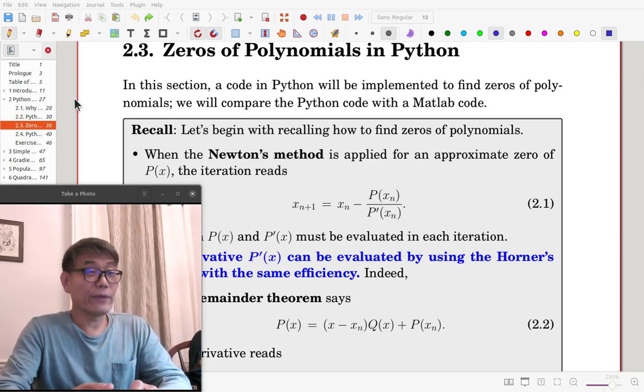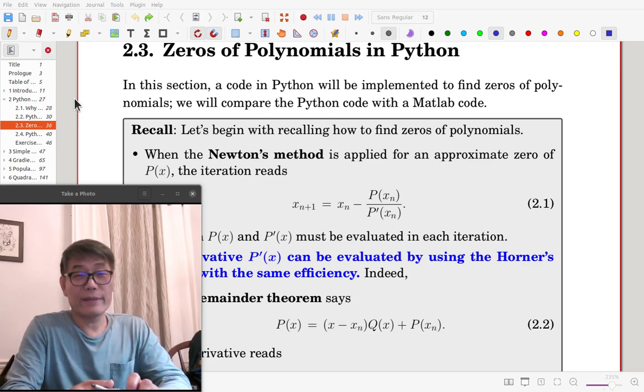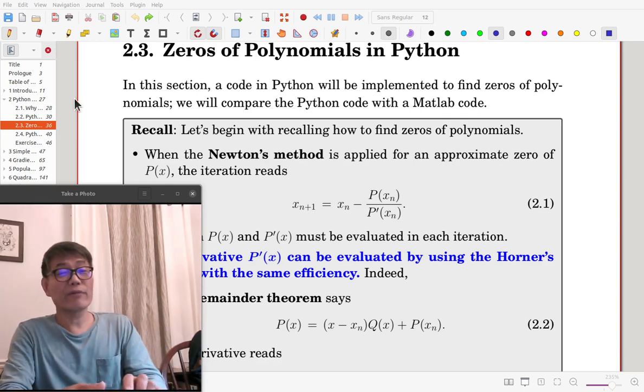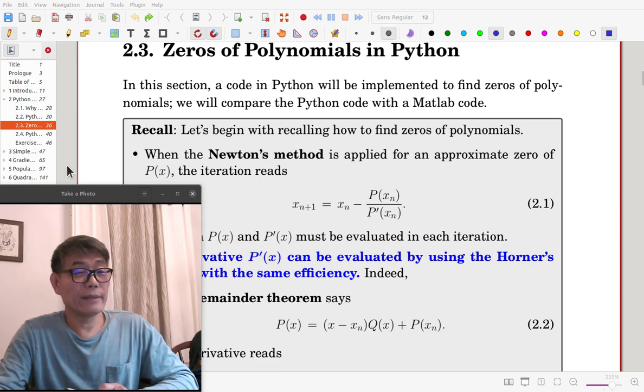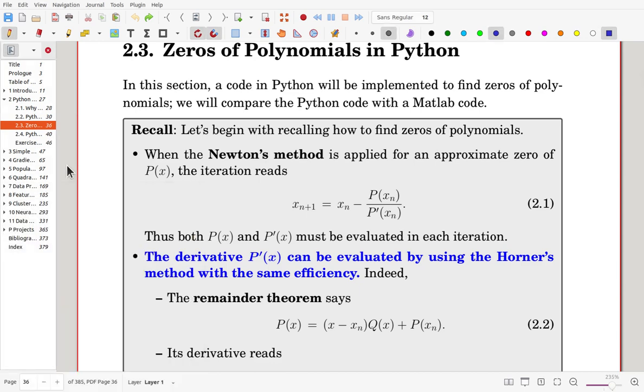Section 2.3, Zeros of Polynomials in Python. In this section, we'll implement Python code to find zeros of polynomials, and we'll compare it with a MATLAB code. If you have taken an introductory course in numerical analysis, then you can understand the Newton method.